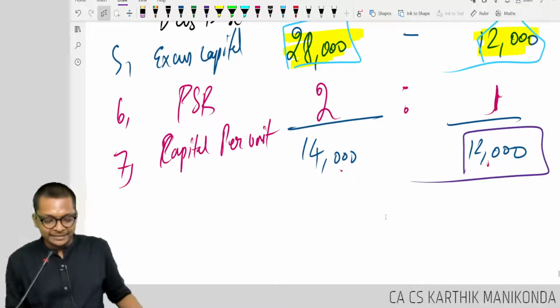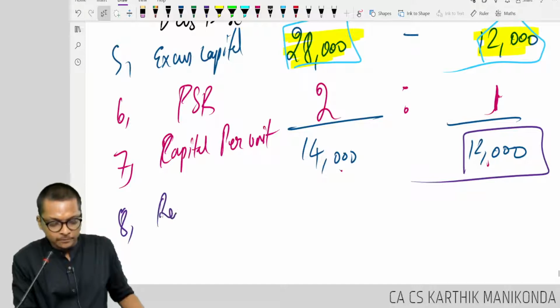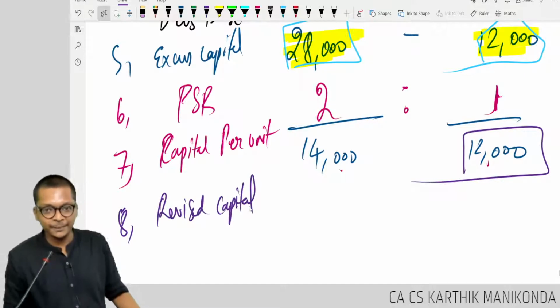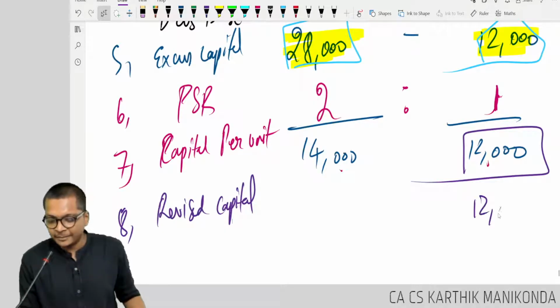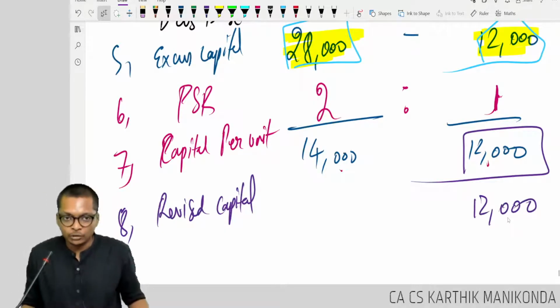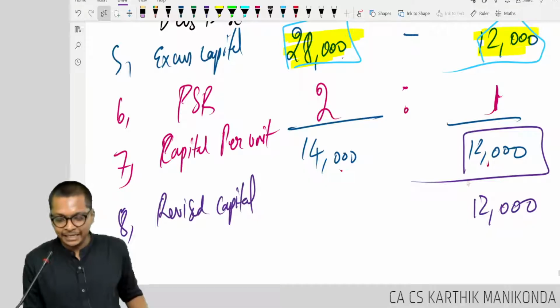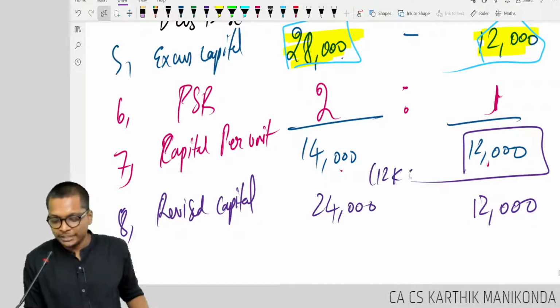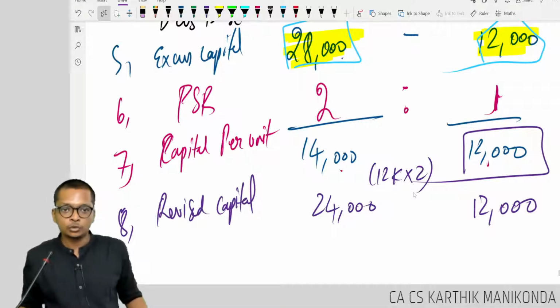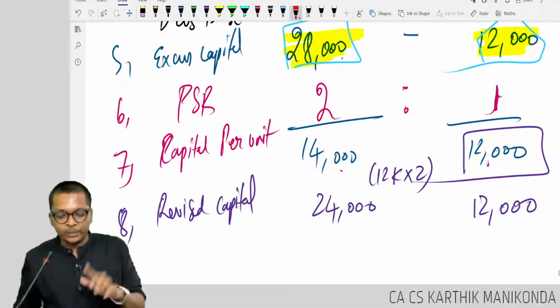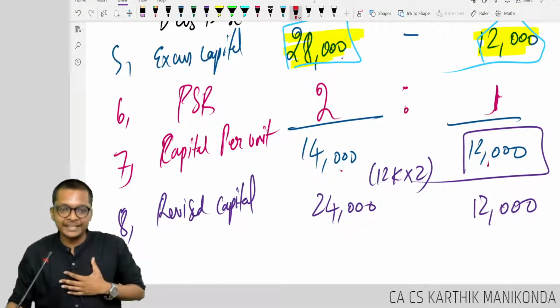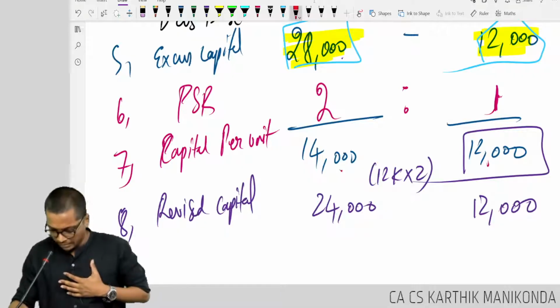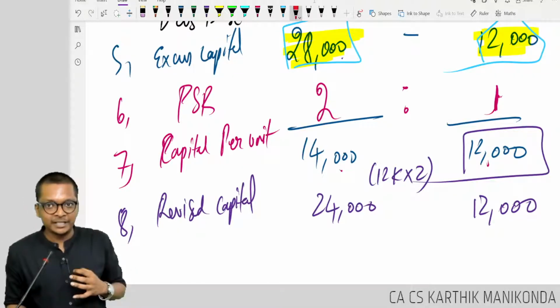If you are the base, I will find a revised capital. C will still remain at 12,000. A is saying, I should have given only 24,000, correct? Which is nothing but 12,000 into 2. I should have given 24,000. Now look at this very carefully. I will explain the logic over here. Look at this very, very carefully, guys.